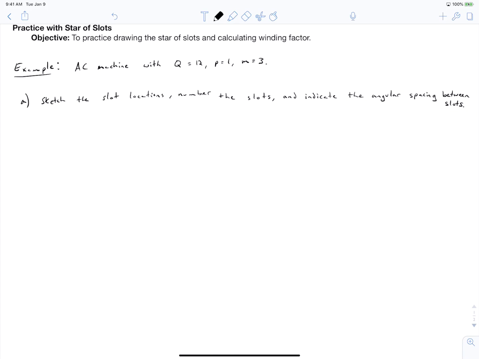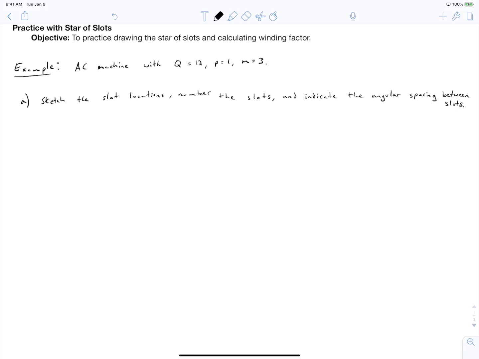We're going to do this by considering an example machine with Q equals 12, P equals 1, and M equals 3. In the first part, I'd like you to sketch the slot locations, number the slots, and indicate the angular spacing between the slots. So if you want to be fancy, you can draw this as a complete stator showing teeth and slots, or you can draw this simply as a set of circles going around a rotor and number them. Press pause now, do the example, and press play when you're ready to resume.